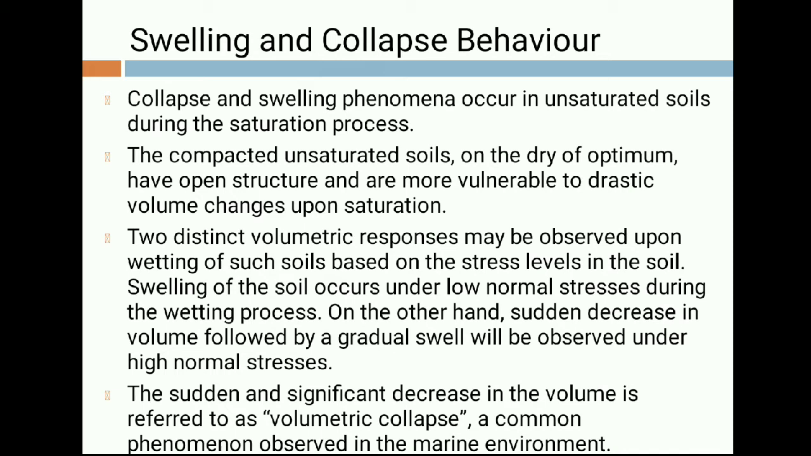Now this is very important. Two distinct volumetric responses may be observed upon wetting of such soil based on the stress level in the soil. The stress level can be of two types. First one is swelling of the soil, which occurs under low normal stresses during the wetting process. Second one is, on the other hand, a sudden decrease in volume followed by a gradual swell, which will be observed under high normal stresses. The sudden and significant decrease in volume is referred to as volumetric collapse, a common phenomenon in case of marine environment.